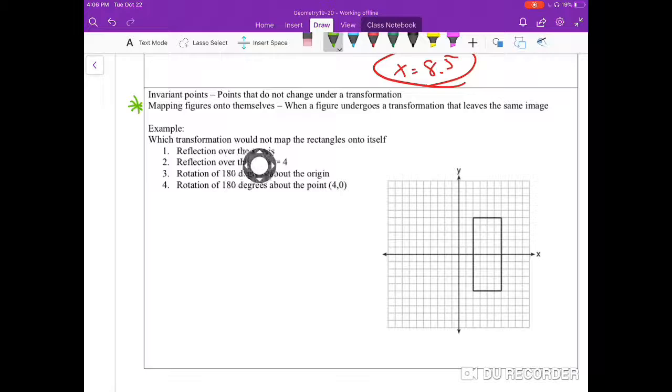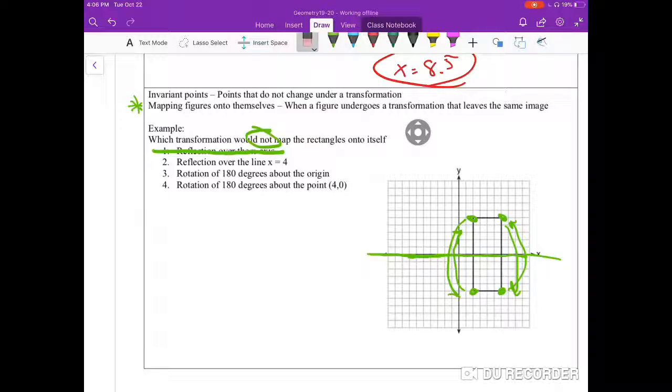So which transformation would not map the rectangle onto itself? So 1, reflection over the x-axis. So if I flipped these 4 points over the x-axis, what would happen is this point would wind up here, this point would wind up here, this point would wind up here, this point would wind up here, and we'd have the same exact rectangle. Okay, so it would map the rectangle onto itself. So this is not the correct answer. We want something that's not going to map it onto itself.